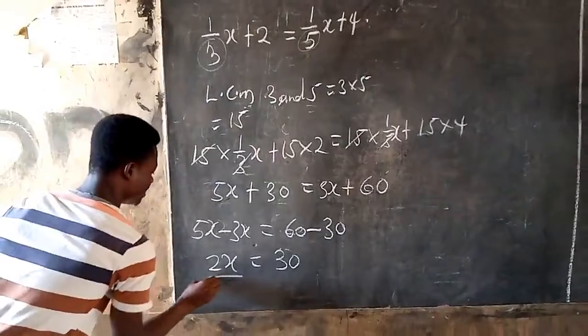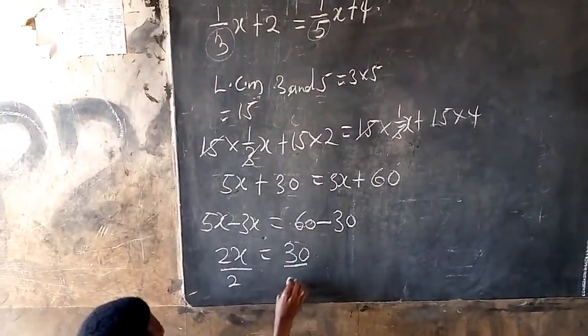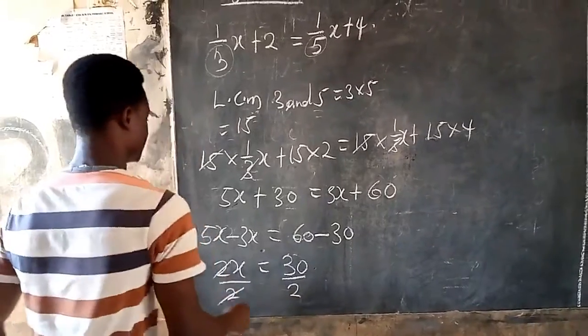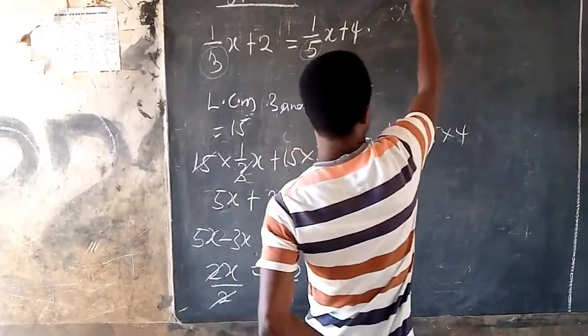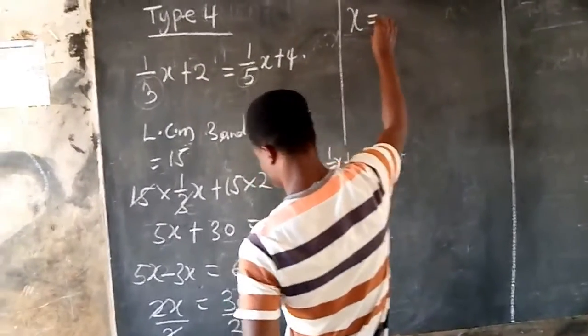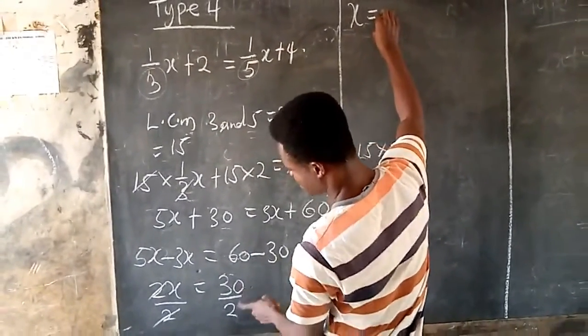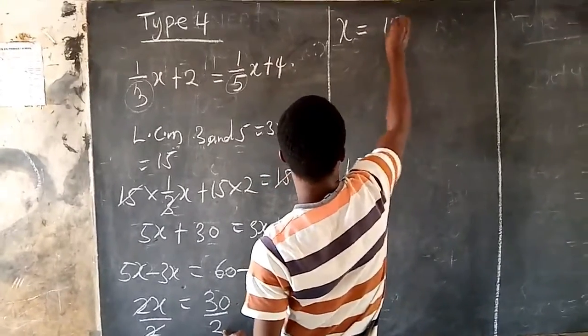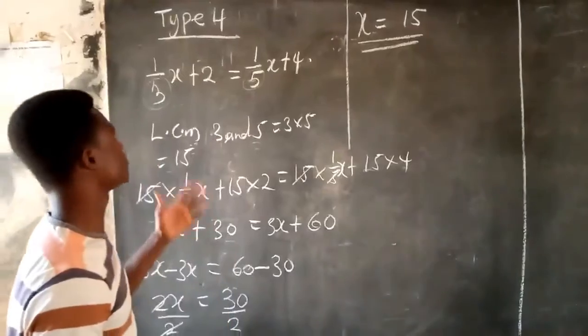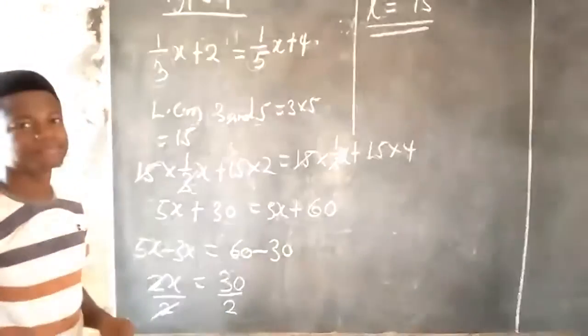So we divide here by 2, divide this place by 2, and then we get x is now equal to 30 over 2, which is 15. So this is actually how we solve the type 4 equations.